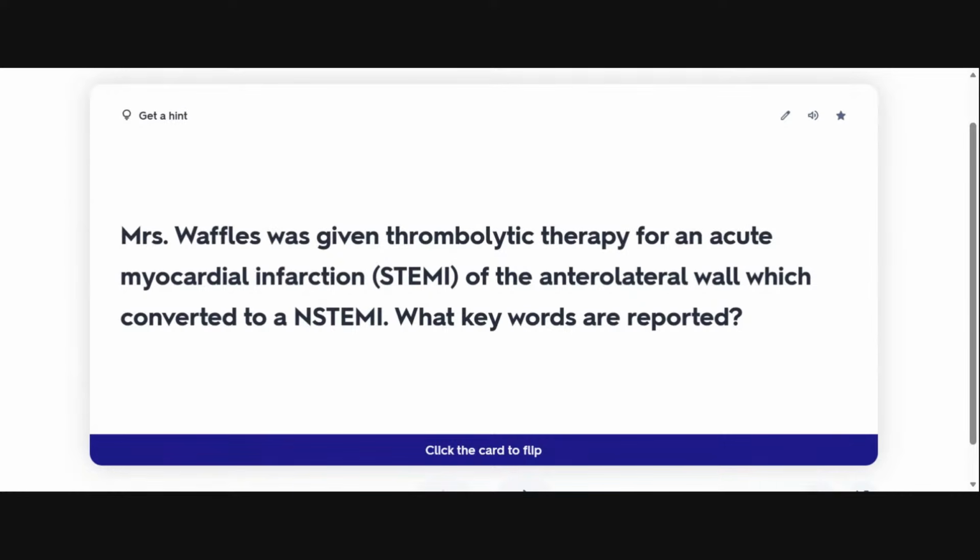So Mrs. Waffles was given thrombolytic therapy for an acute myocardial infarction, STEMI, of the anterolateral wall, which converted to an NSTEMI. What keywords are we taking out of this scenario? Let me know in the chat. I'll give you guys a few seconds for this one.